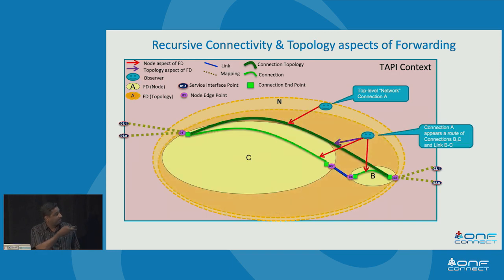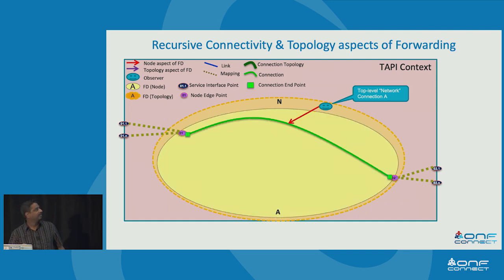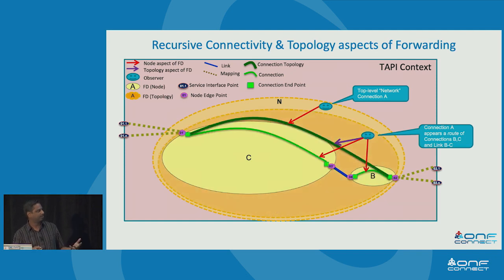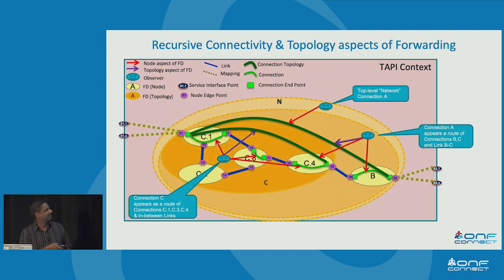And the same thing recursively applies for connectivity. You can decompose the connection at each level, the node. So when you see a connection in a node and you open up the node into topology, you really see the route of the connection. So a route of a connection maps recursively to this.